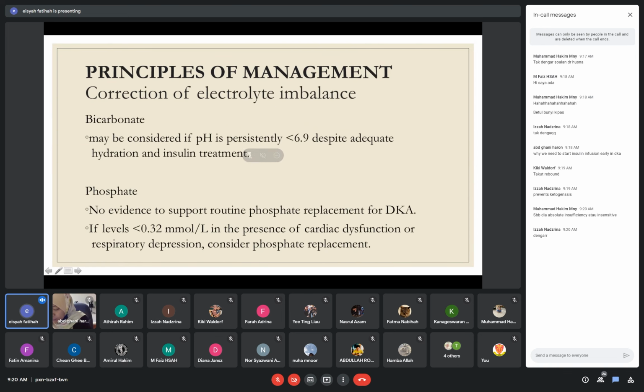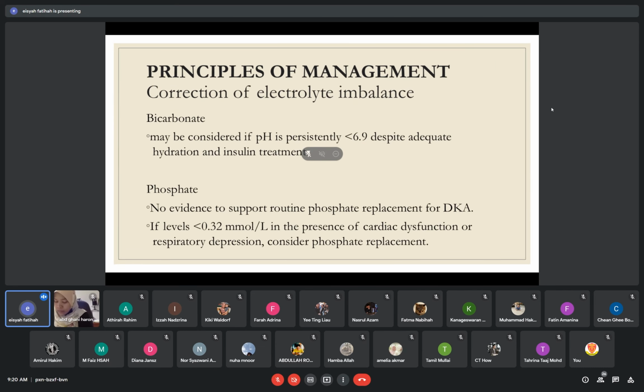Okay. So next is correction of electrolyte imbalance. Earlier we talked about potassium. Next is bicarb. It can be considered if pH is persistently less than 6.9, despite adequate hydration and insulin treatment. And usually we give 1 ampule in 100 cc normal saline. And then phosphate: there is no evidence to support routine phosphate replacement for DKA, but we can consider it if the level is less than 0.32, in the presence of cardiac dysfunction or respiratory depression.